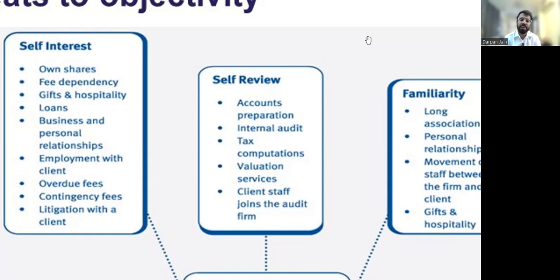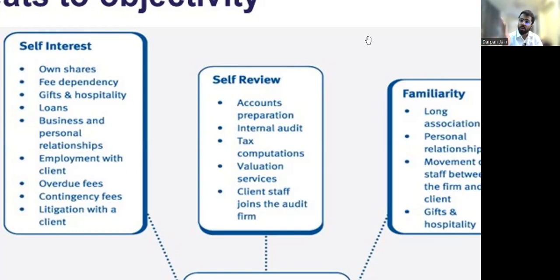Fee dependency. Now, what is fee dependency? Listen very carefully. Let's say you are an ACCA. Let's say you have 5 clients. Among these 5 clients, there's one client, let's say Atlas Private Limited. This one client is giving you a revenue of 60%. The total revenue that you're getting from all the 5 clients, from one client itself, you're getting 60% of your fees.